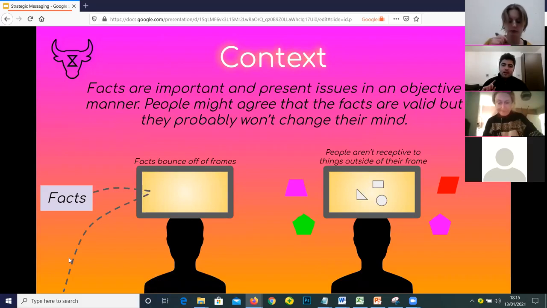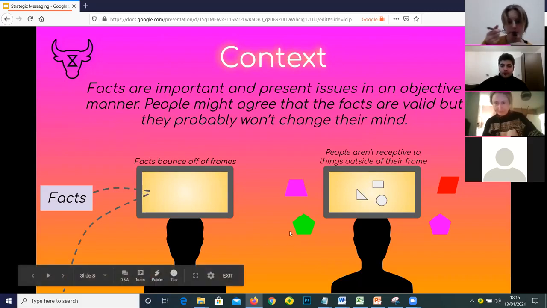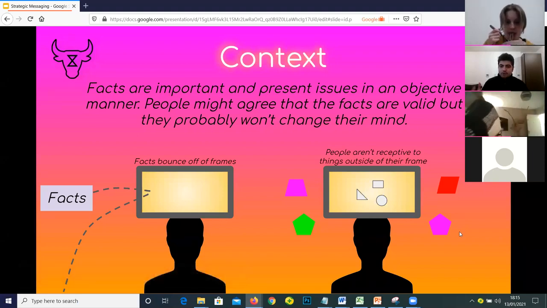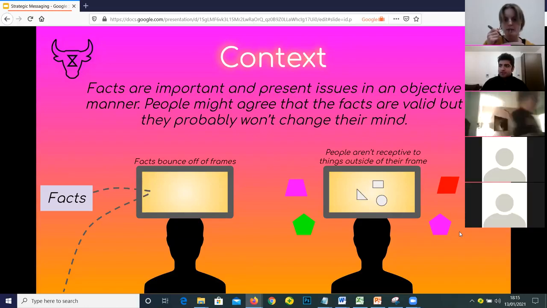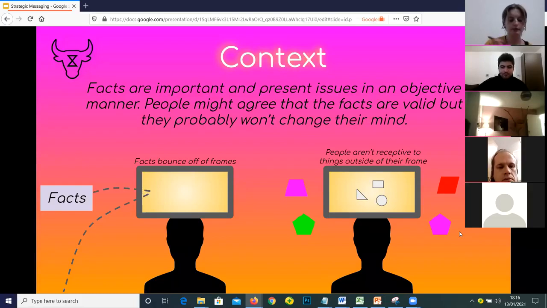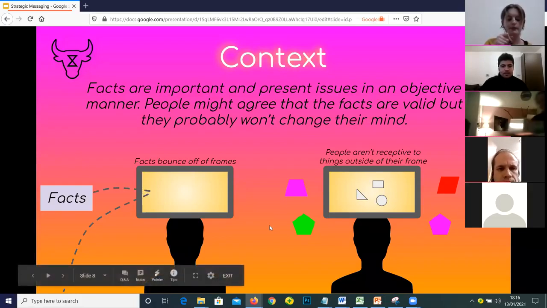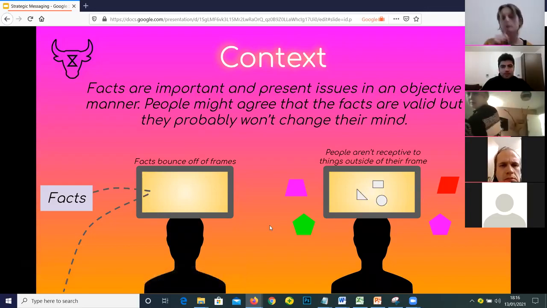The other thing we need to take into account regarding context is that people aren't receptive to things outside of their frame. If it's something completely outside of the frame, the brain just won't interpret it. It won't be a part of their immediate reality. They might acknowledge its existence, but it won't form a significant element of their reality, and definitely not significant enough for them to essentially care about it. Same thing: frames, context, frames.